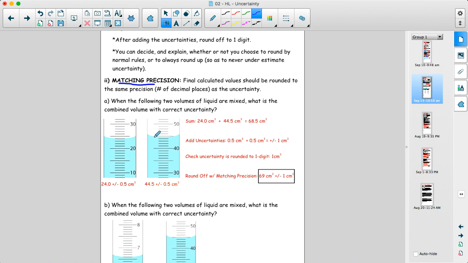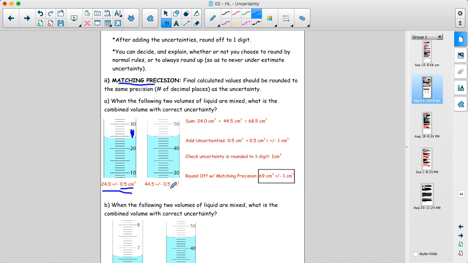So here's an example. If we had two volumes of water recorded with these graduated cylinders, the first one seems to be right at the 24 line. The smallest increment is just 1 ml, and therefore half of that is the uncertainty. So plus or minus 0.5 cm cubed. So this is how we would report the volume in the first container.